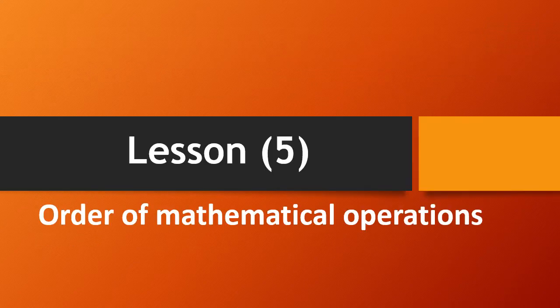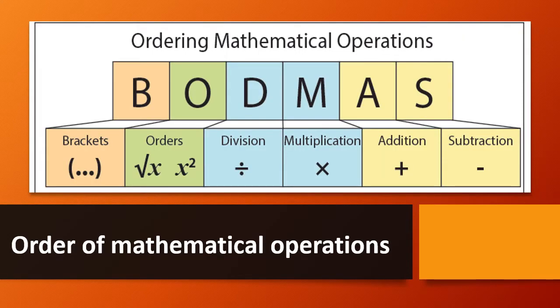Lesson 5, Order of Mathematical Operations. Ordering mathematical operations: brackets, then orders like square root or power 2, division, multiplication, addition, and subtraction.